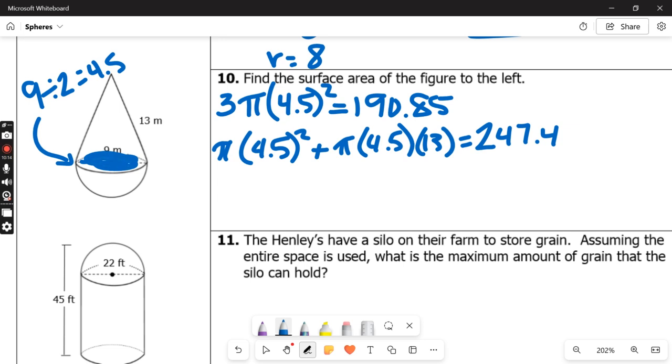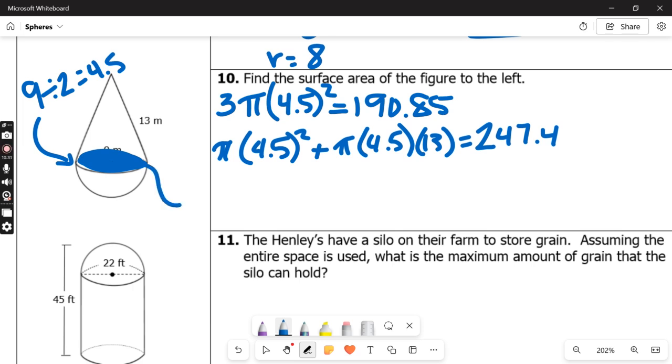Okay, but then I need to think about if this is the surface area of this, I have this circle that's in here, and I'm taking two pieces and I'm putting them together. So I've counted this circle on the hemisphere, and I've counted this circle on the cone, but I actually don't need either of them. So I need to figure out what the area of that circle is.